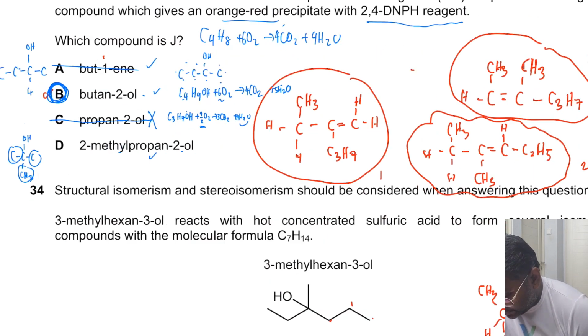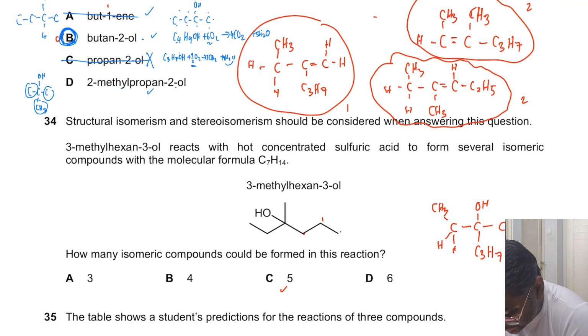Now 34. Structural isomerism and stereoisomerism should be considered when answering this question. They react with hot concentrated sulfuric acid to form several isomeric compounds with the formula of C7H14. When they react with hot concentrated sulfuric acid, it is going to be a dehydration reaction. They will remove the H and OH, and when you remove them, certain double bonds are going to be formed.